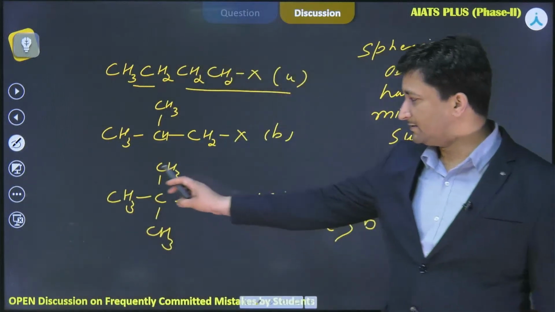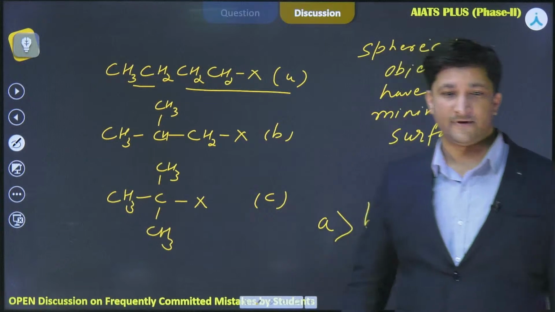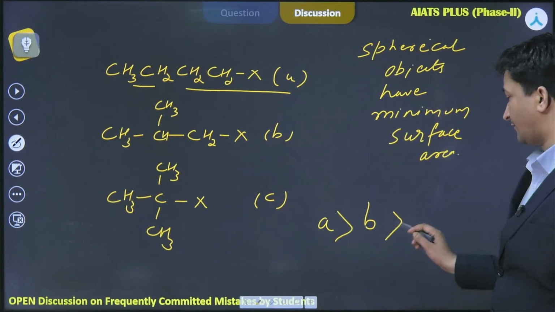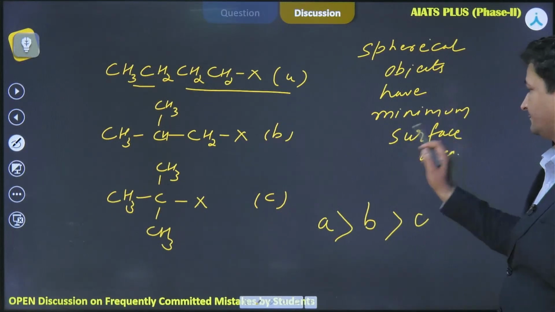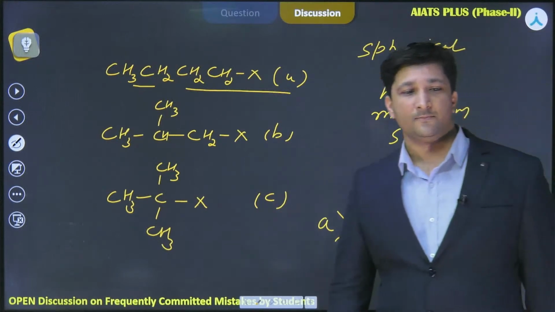You can see here C is most spherical. It is having the maximum number of branches. So this will be the boiling point order.